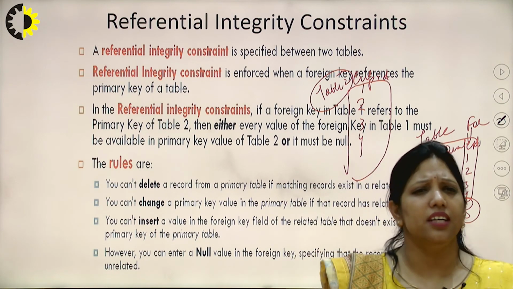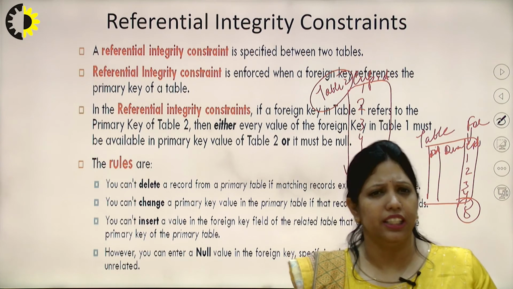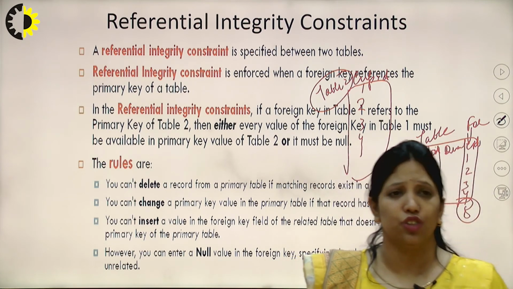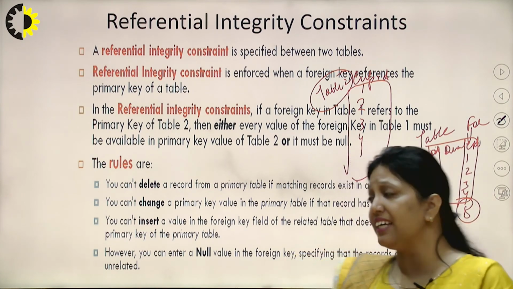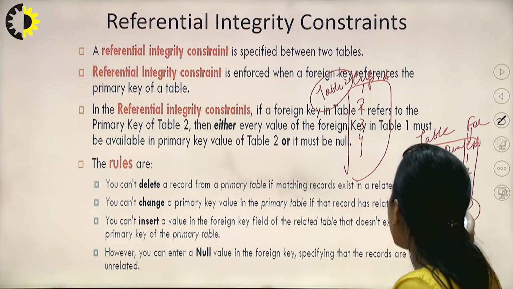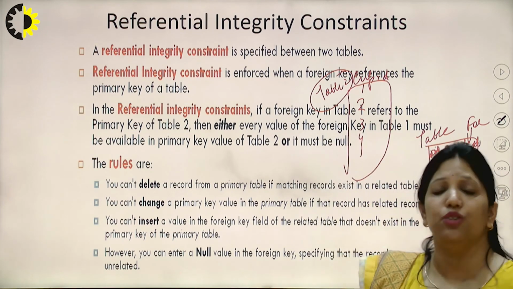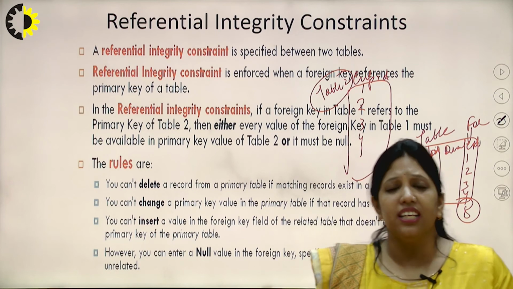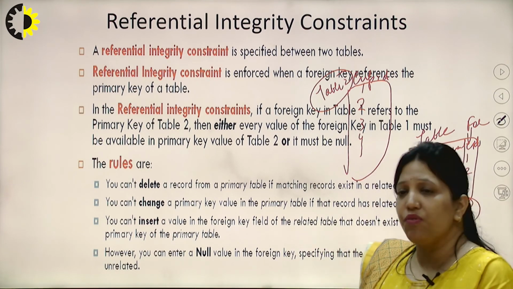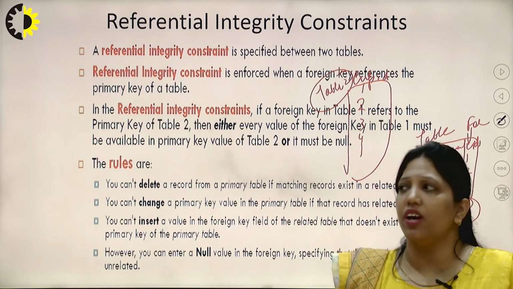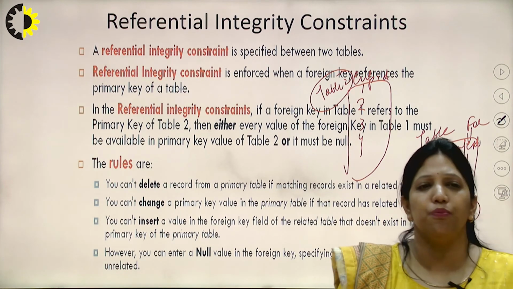You cannot insert a value into the foreign key field of the related table that does not exist in the primary key of the primary table. As I said, we cannot use 5 here because 5 is not present in the base table. So we cannot insert any value into the foreign key that is not contained in the primary key.